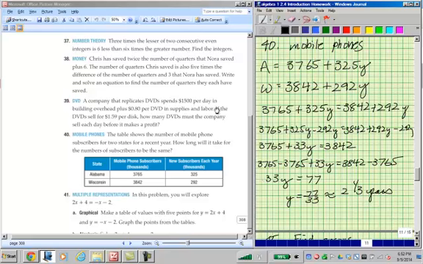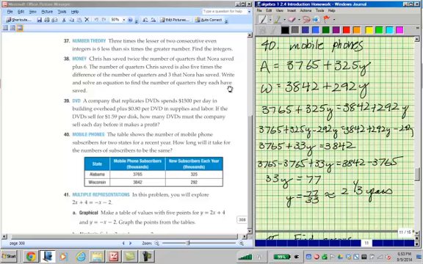Okay, 40, mobile phones. So we have a table. Actually, what we have is y equals mx plus b. We have a slope and we have a y-intercept. The y-intercept is the mobile phone subscribers, and then the slope is the new subscribers each year.